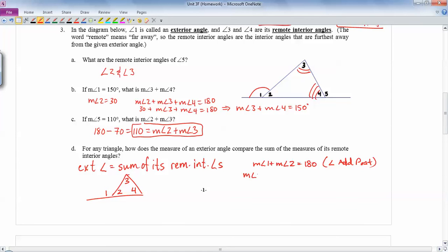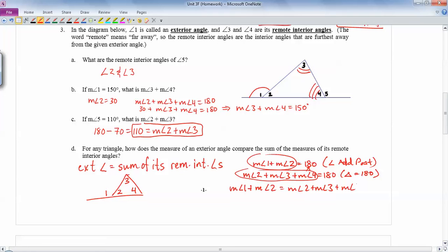And then we know that 2 plus 3 plus 4 also equals 180. And that's because it's a triangle, and triangles have 180 degrees. Well, since they both equal 180, then we can use substitution to say 1 plus 2, this one, is the same as this one. So I'm plugging this in for that: 180 equals 2 plus 3 plus 4. Because each side is 180.